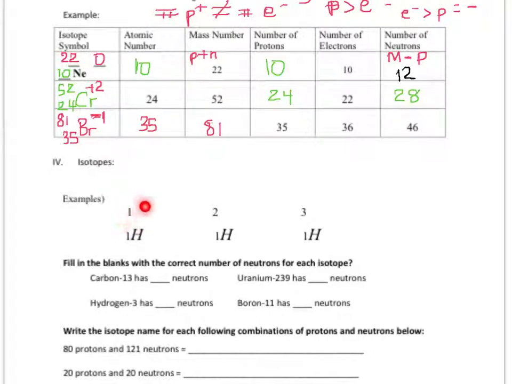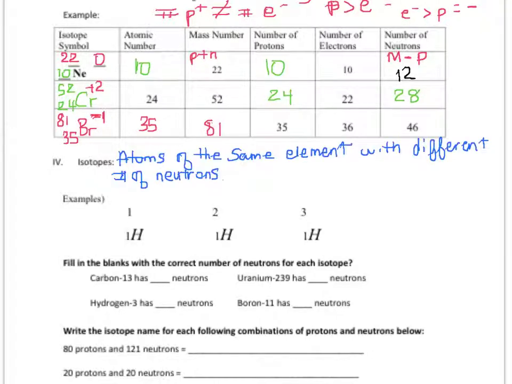But how are they different? They're different based on the number of what? Well, their mass number initially, but what makes their mass number different? That would be the number of neutrons. So the best way to define an isotope is an atom of the same element with different numbers of neutrons. Okay, so again, atoms of the same element with different numbers of neutrons. That's what an isotope is.